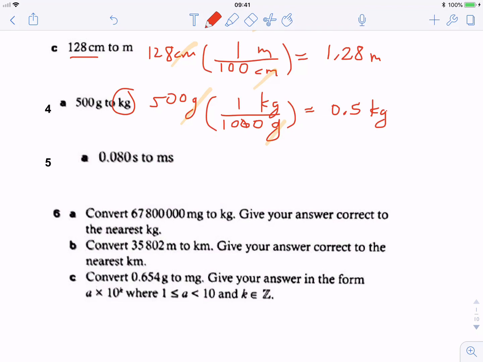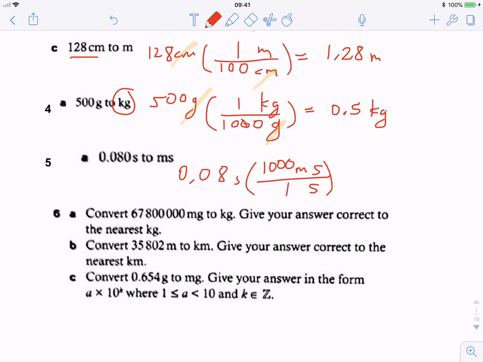Okay. Number 5A. 0.08 seconds to milliseconds. So if I have 0.08 seconds, I'm going to change it to milliseconds by multiplying it times a domino that has seconds on the bottom and milliseconds on top. How many milliseconds in a second? There's 1,000 milliseconds in a second.